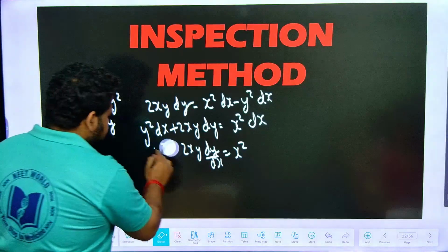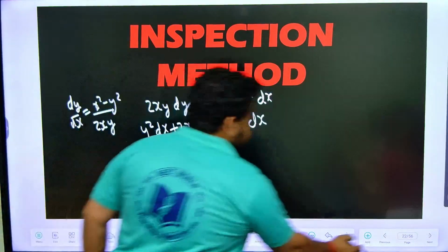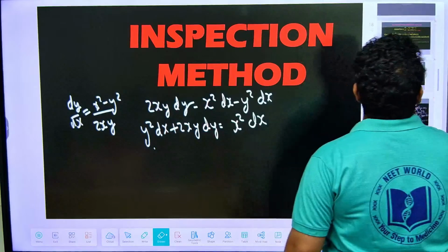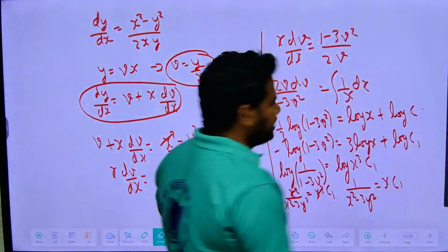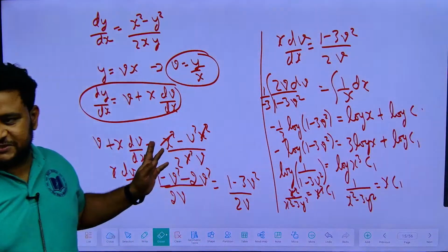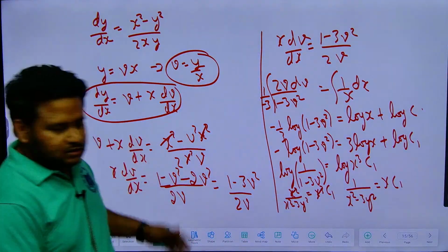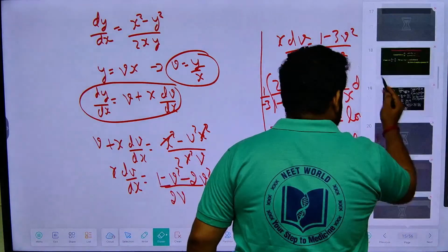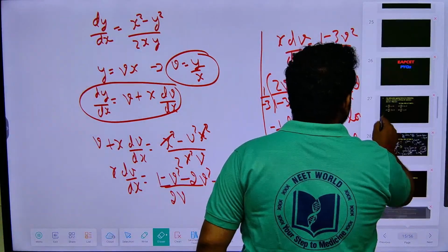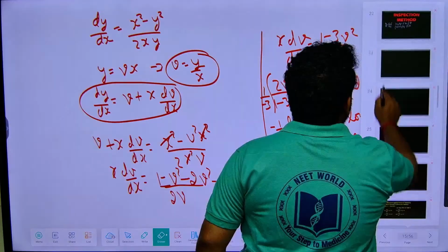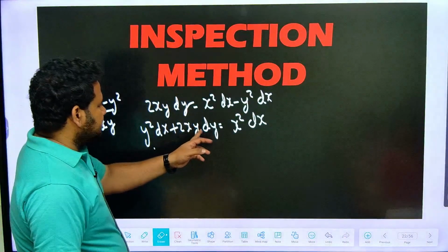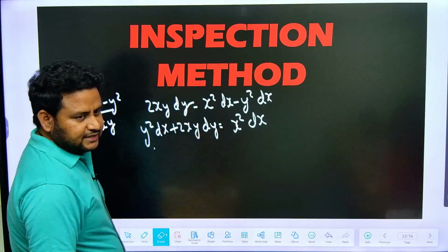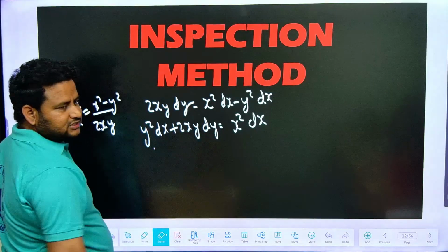I am talking about this question which we solved. This question only, I am telling you how to solve using the inspection method. Same question. See, we got y square dx plus 2xy dy is equal to x square dx.